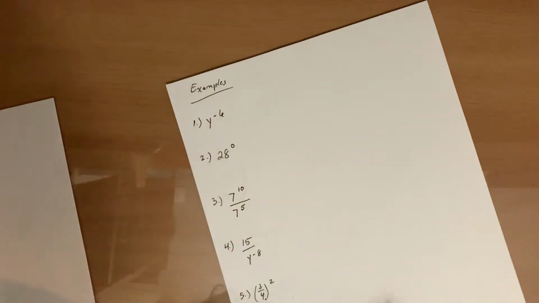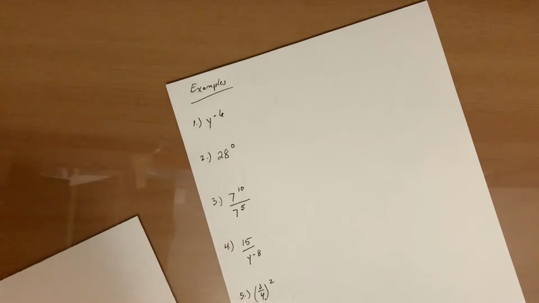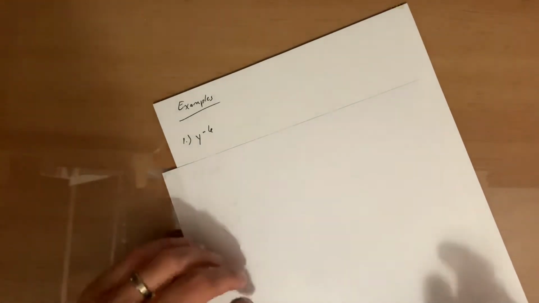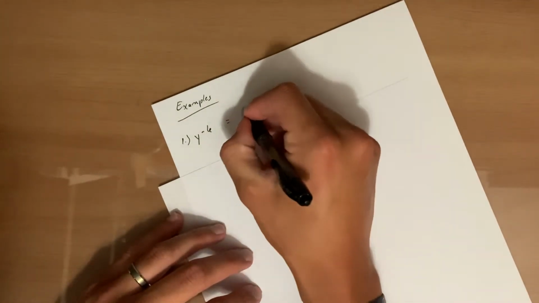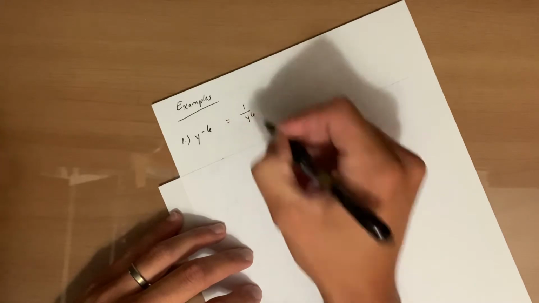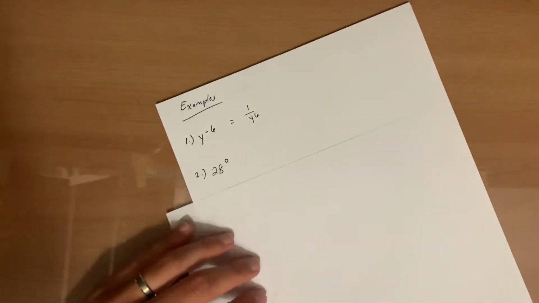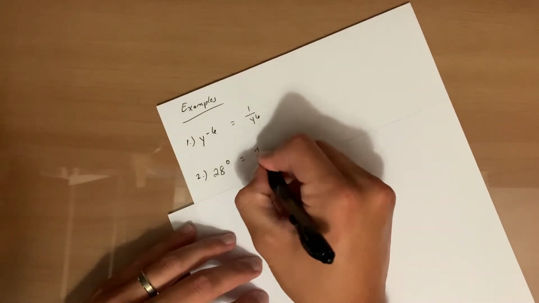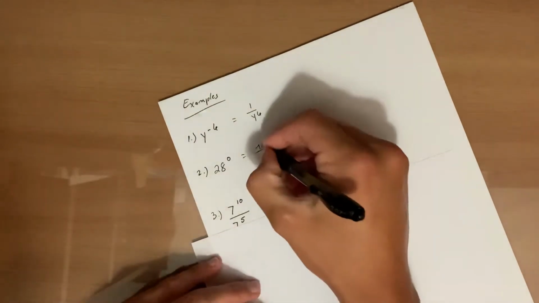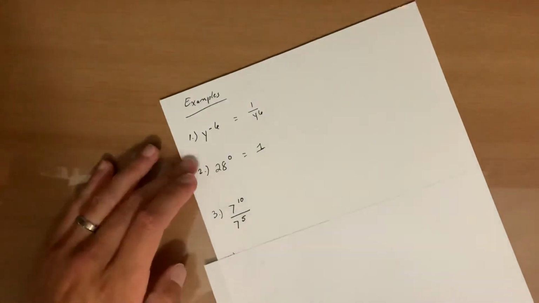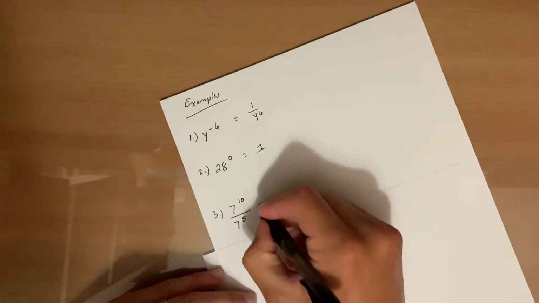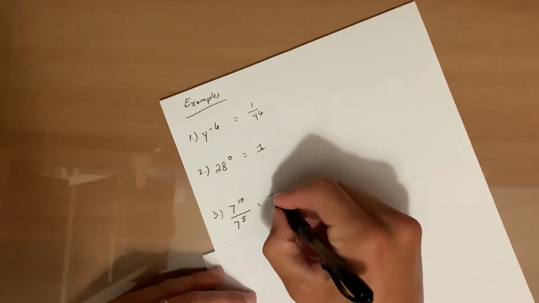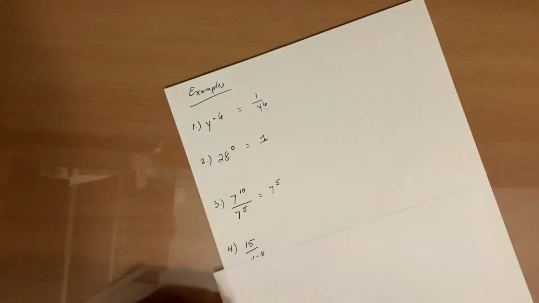All right, so here's some other examples that go along with more of like negative exponents, 0 exponents, things like that. Okay, so I have y to the negative 6th. So pretty simple here. All I do is I take it and put 1 over y to the 6th. 28 to the 0, anything to the 0 is 1. Okay, now I have another MADS here. All right, so I have 7 to the 10th divided by 7 to the 5th. So I'm going to subtract here, so I get 7 to the 5th.